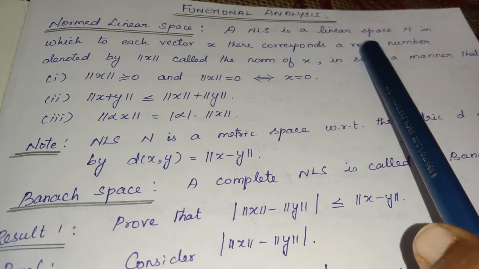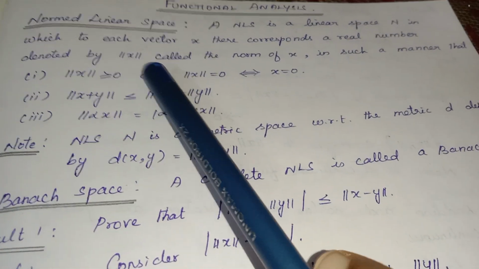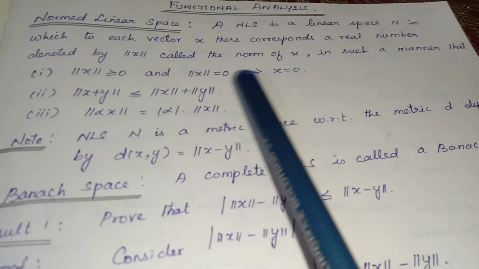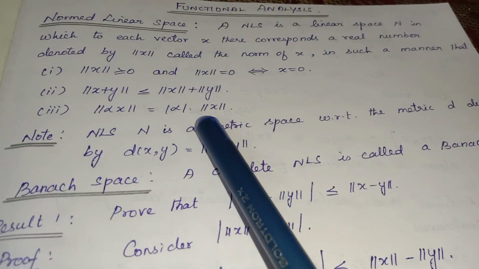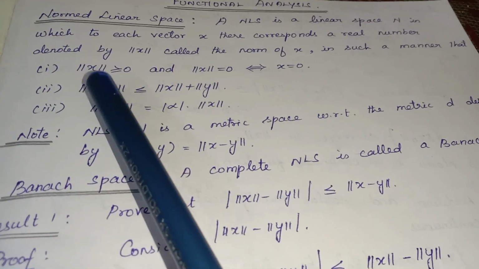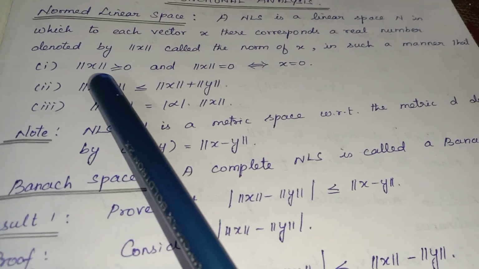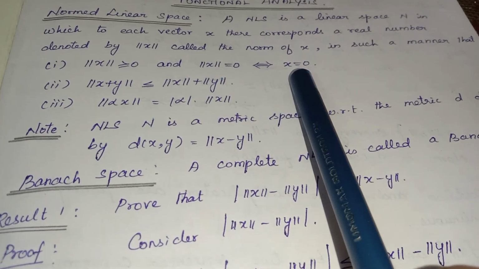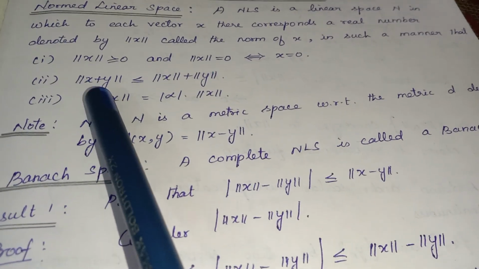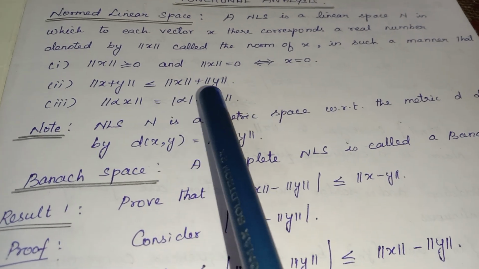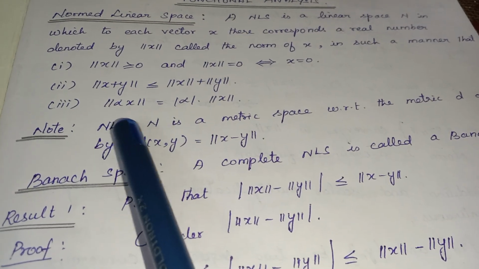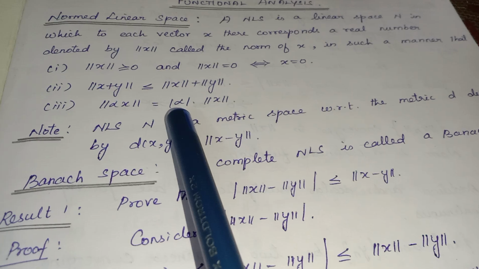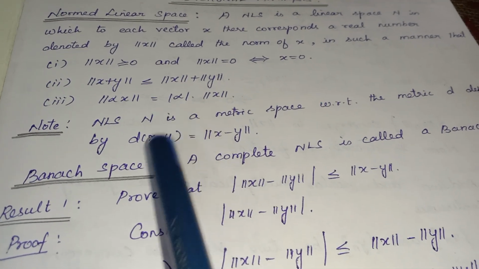A normed linear space is a linear space in which for each vector x, we define a norm of x, such that it satisfies these conditions. First, norm of x is always greater than or equal to 0, and norm of x is equal to 0 if and only if x is equal to 0. Next, norm of x plus y is less than or equal to norm x plus norm y. And the third one is norm of alpha x is equal to modulus alpha times norm x, where alpha is a scalar taken from the field.